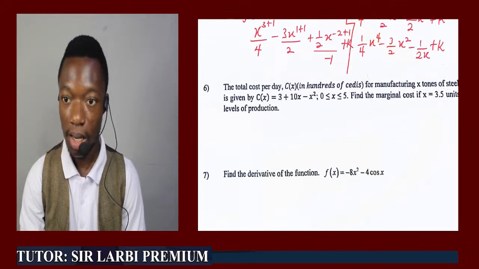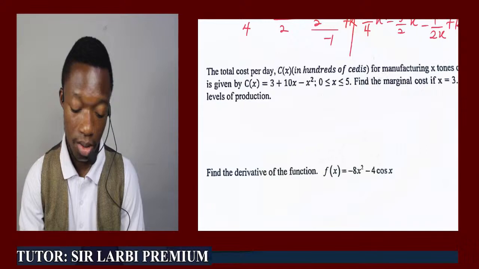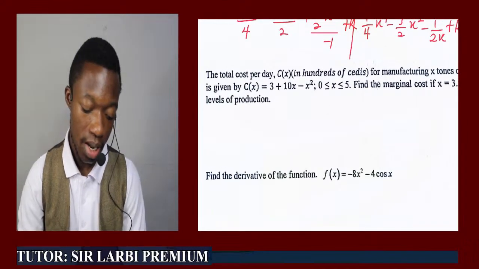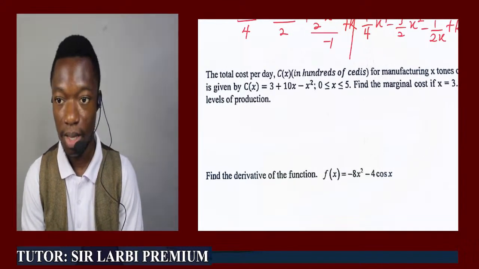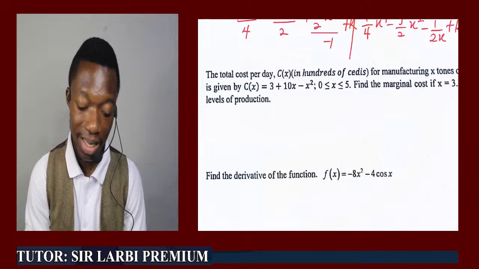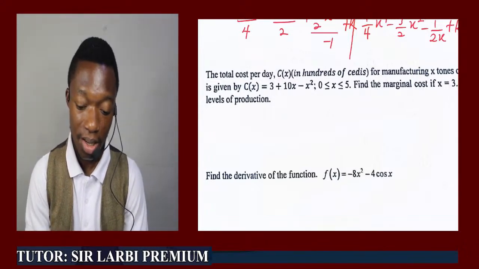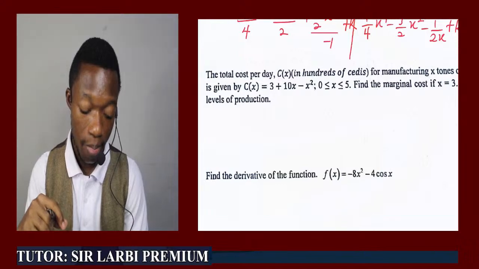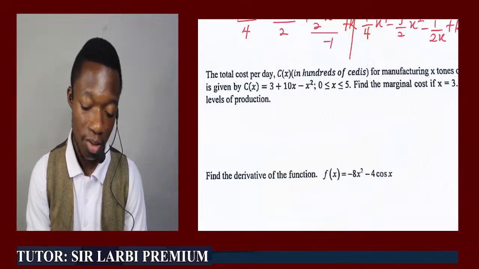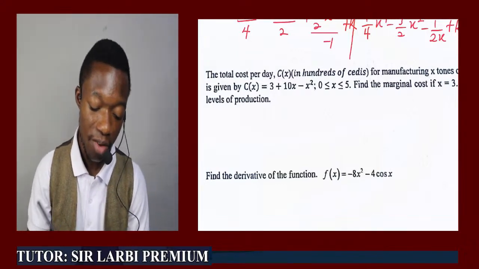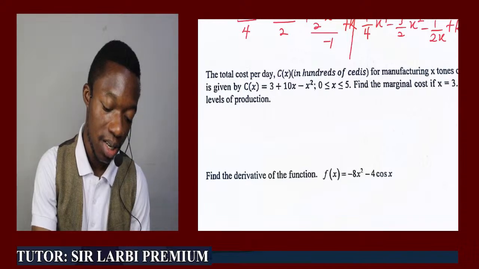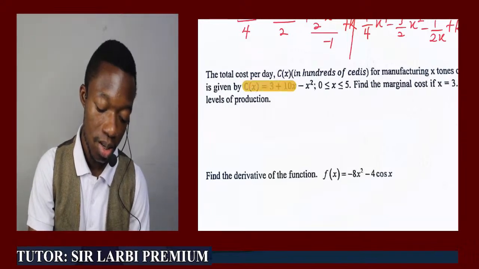I'll read the other part for you to see, but for now, let's go. It goes like this: the total cost per day, that's the cost function, in hundreds of cities for manufacturing a ton of steel. The part that you can see: manufacturing a ton of steel is given by, so we have the cost function here. So this is the cost function.